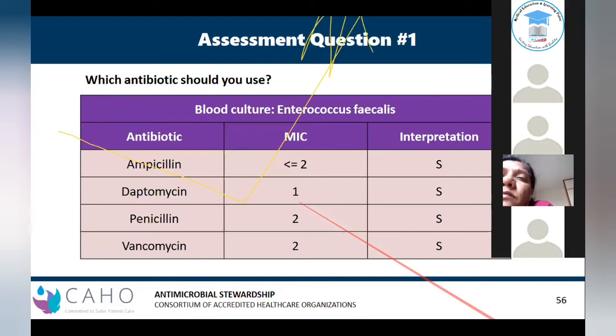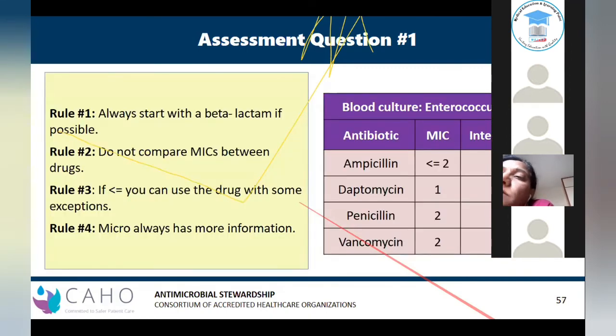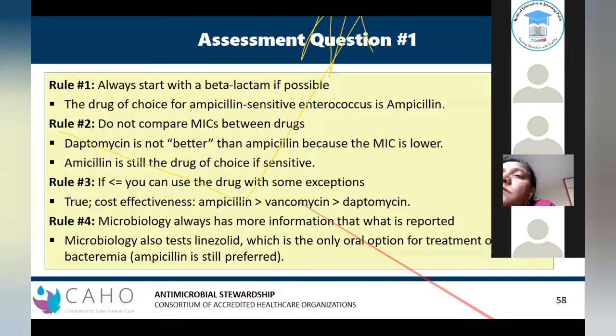Now, which antibiotics should be selected? The first rule is always start with a beta-lactam if possible. The drug of choice in this case will be ampicillin, because it is ampicillin sensitive. The second rule is do not compare the MICs. Daptomycin is not better than ampicillin because the MIC is lower. Hence, ampicillin is still the drug of choice if sensitive.